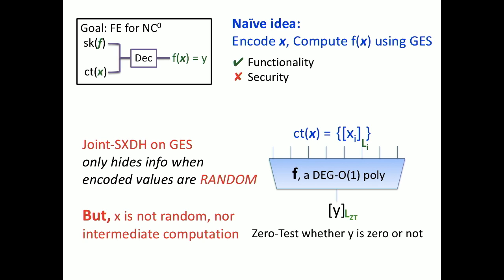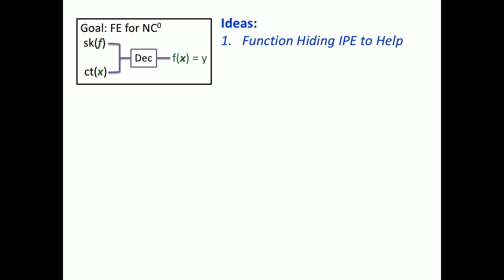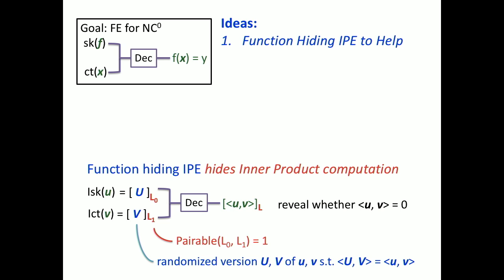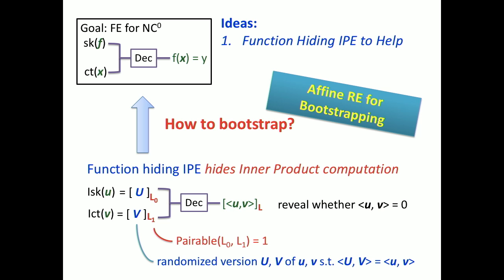All right. Great. So how can we achieve security? We want to hide the computation, right? This is why we need function hiding IPE. Recall that it will allow us to hide some computation in the inner product computation. It's a very modest capability, but it is something, right? And the question is, how can I bootstrap from hiding inner product to hiding NC0 computation? So we're really doing bootstrapping on a very nano scale. And this is why we need this randomized encoding.